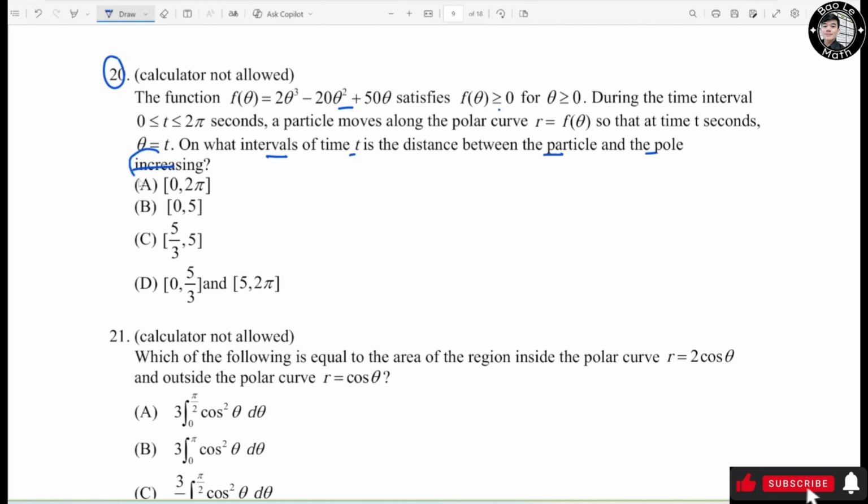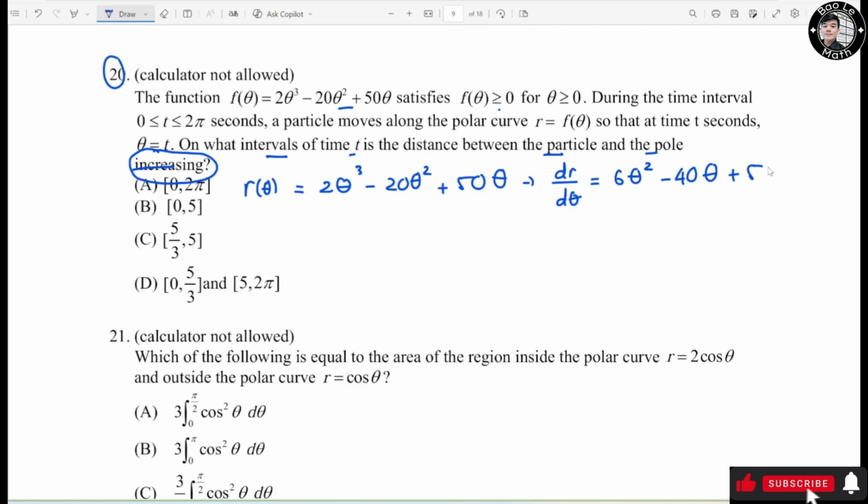When it comes to increasing or decreasing, we're going to take the first derivative, right? We have r of theta equals theta cubed minus 20 theta squared plus 50 theta. And then we're going to find dr over d theta. It's going to be 3 theta squared minus 40 theta plus 50. Now we're going to factor 2 out. So we have 2 times 3 theta squared minus 20 theta plus 25, right?